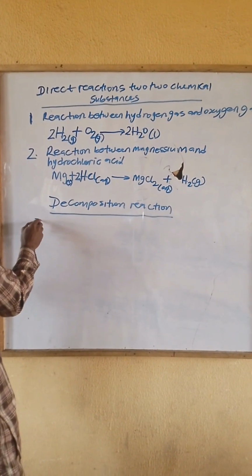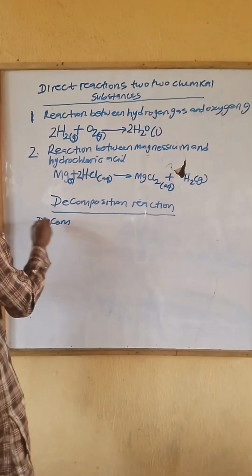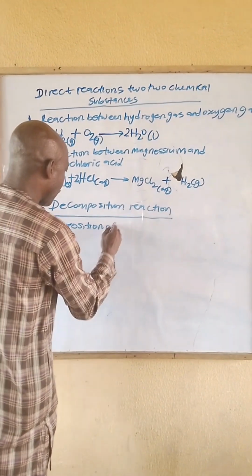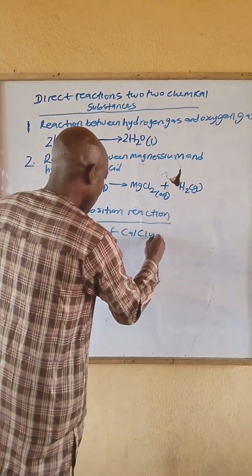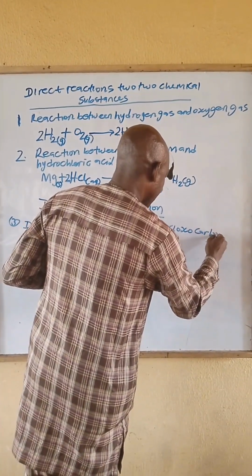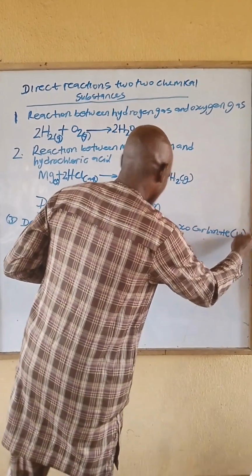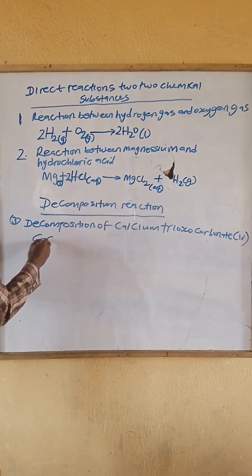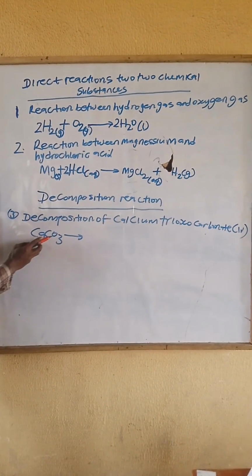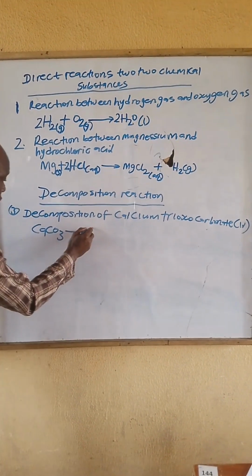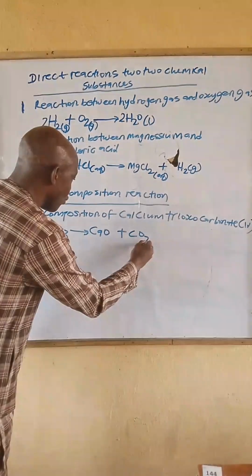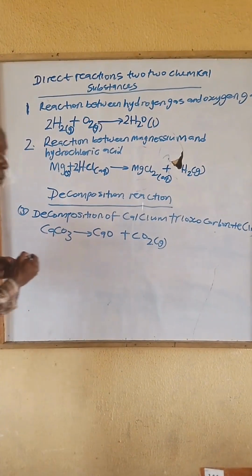So an example is decomposition of calcium trioxocarbonate(IV). CaCO3, that is calcium trioxocarbonate(IV), breaks down to give us, as I said before, metal takes on non-metal. So calcium will take on one of the oxygen to give us calcium oxide plus CO2 gas. This is solid.